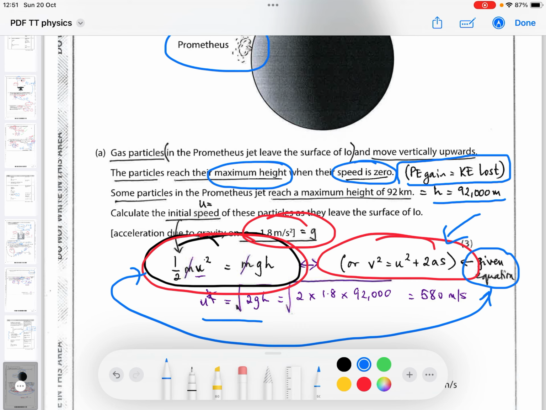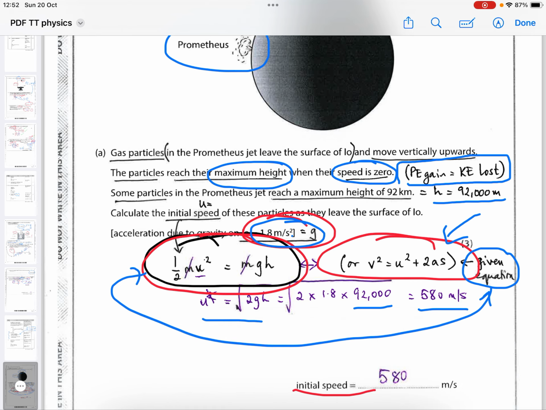So you know the gravity here is 1.8. You put that in, multiply by the height gain, and that's 92,000. Then you have to square root it to get u, because obviously we don't want u², we want u, and you'll come to 2 significant figures, 580 meters per second. And again, you should know why it's 2 significant figures.